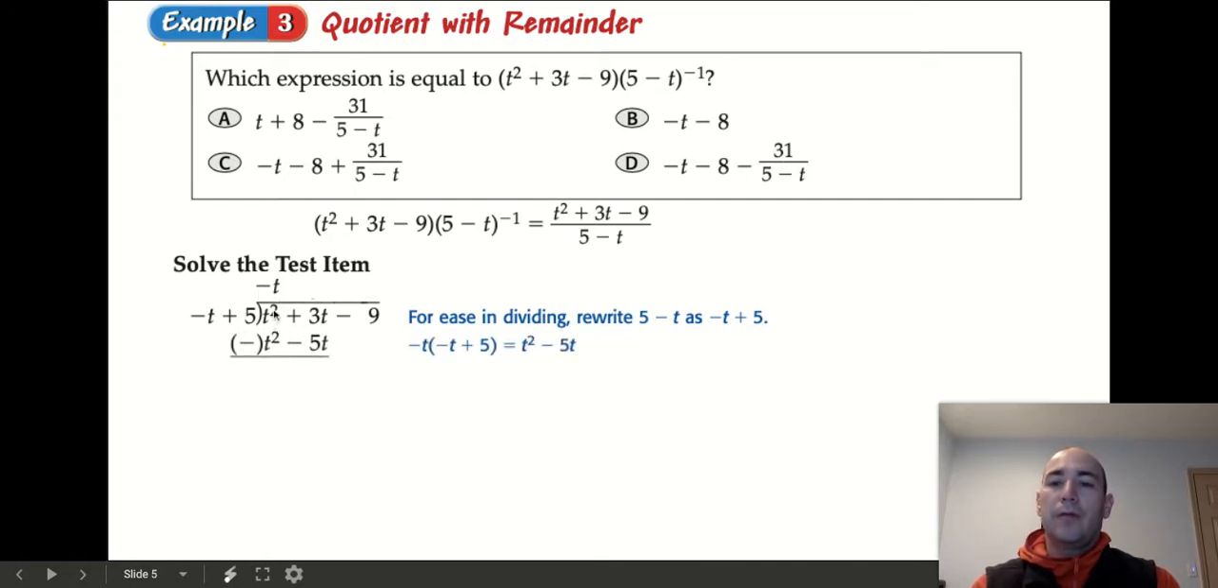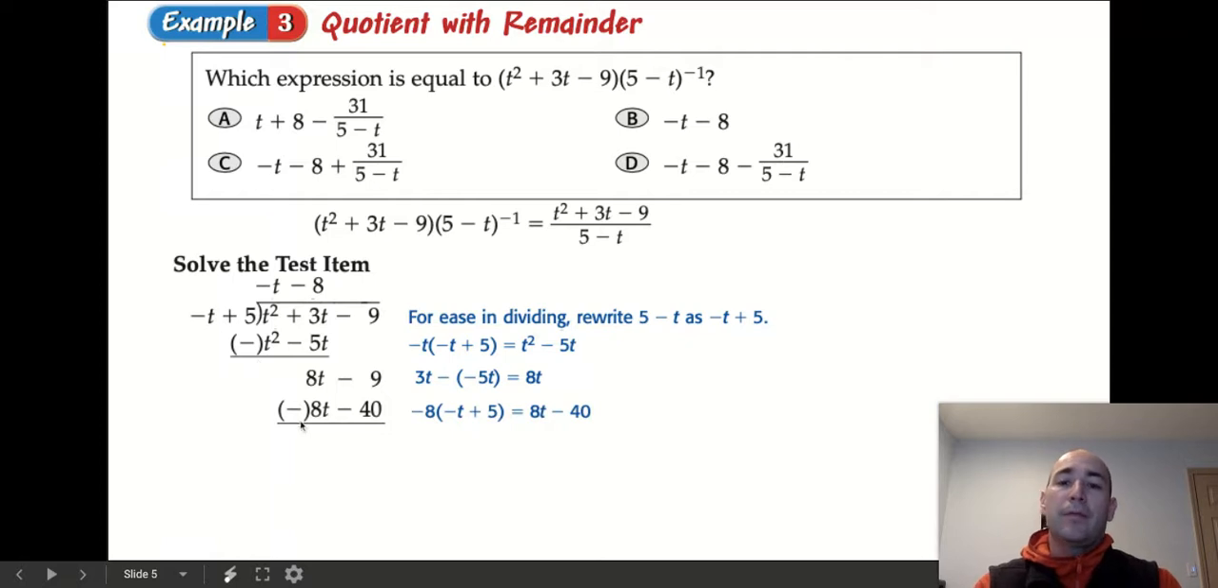And then I'm going to go ahead and subtract, right? So t squared minus t squared is 0. 3t minus negative 5t, that's like plus 5t, right? That's going to give me 8t. And then I'm going to go ahead and drop down this minus 9. And then same thing, what times negative t gives me positive 8t? That's going to be negative 8, because negative 8 times negative t is positive 8t. Negative 8 times 5 is going to give me negative 40. And then I'm going to subtract these. 8t minus 8t is 0. Negative 9 minus negative 40, that's like plus 40, right? So that's going to give me positive 31.